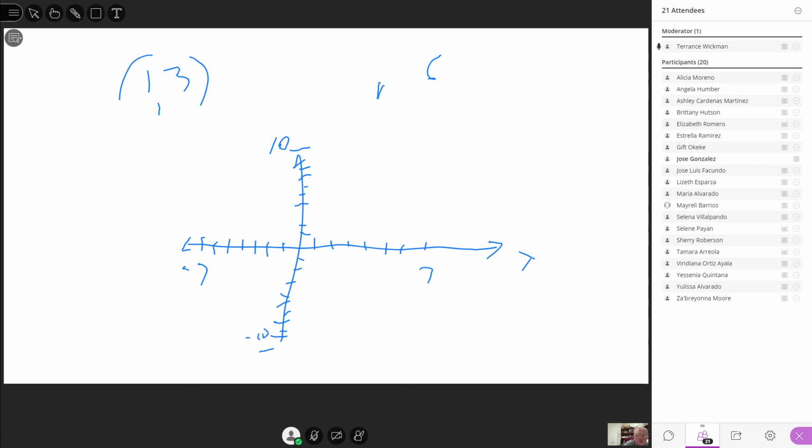So we would go over 1 and up 3. It should be right about there. That's the center of your circle. Now the radius is 6, not the diameter, so we've got to count over 1, 2, 3, 4, 5, 6. So it comes out here. Goes up 6: 1, 2, 3, 4, 5, 6. It's up here.